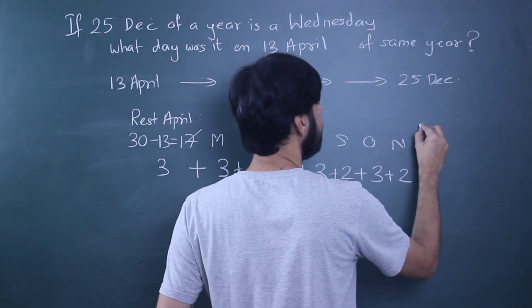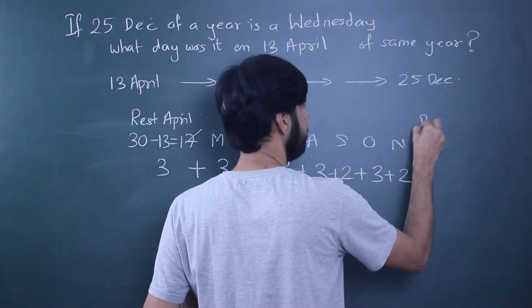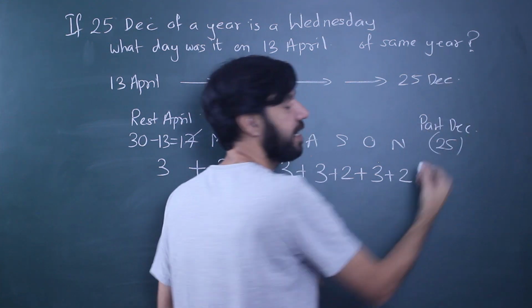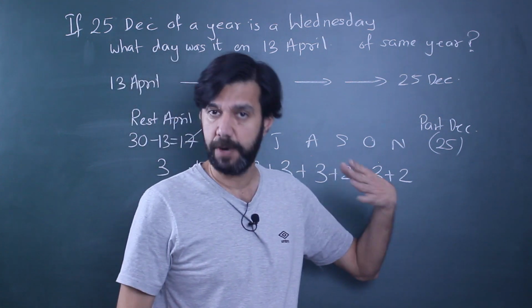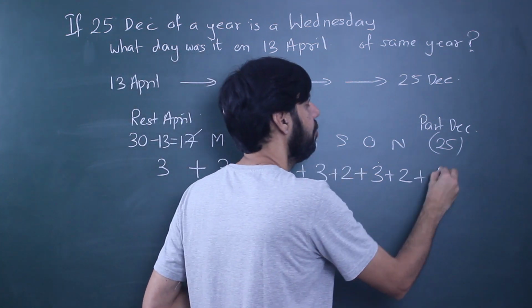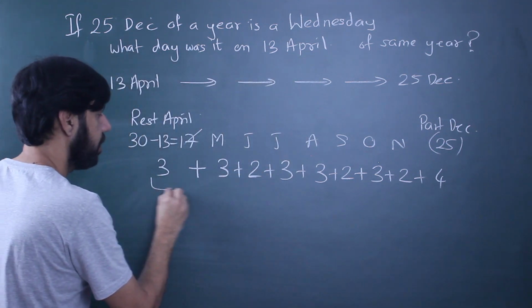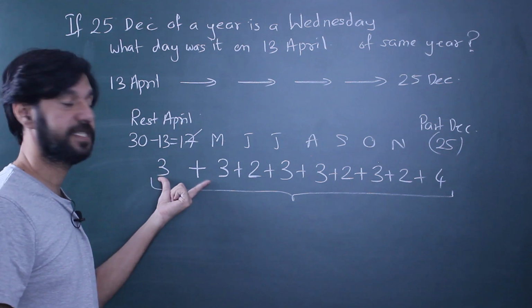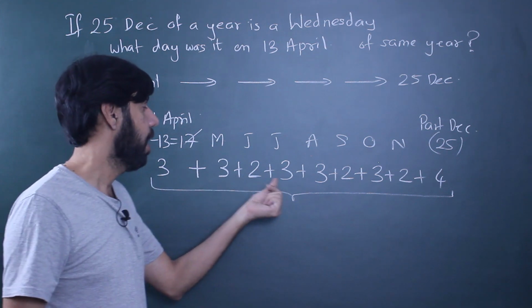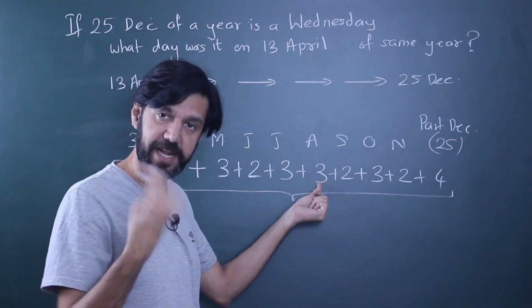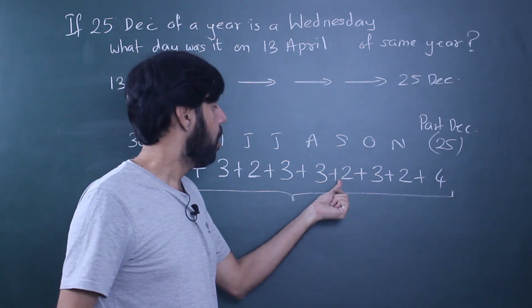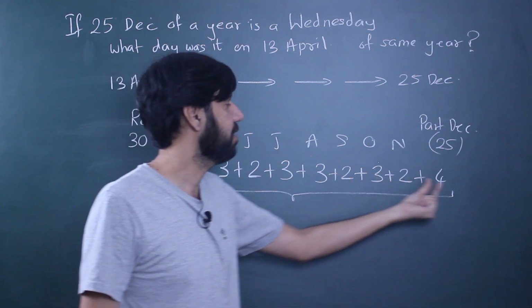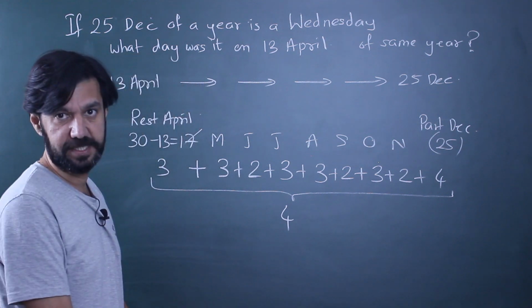And what about December? Remember, it is only part of December. What part of December? 25 days. But 25 days also I could consider as 7 3s are 21, 3 complete weeks and only 4 more days. So let's collect all the odd days. I would drop out a 7 whenever it exceeds 7. 3 and 3, 6 and 2, 8. That means a 1. 1 and 3, 4. 4 and 3, 7. Drop it. Restart. 2 and 3, 5. 5 and 2, 7. Again drop the 7. So that is left as 4 odd days.